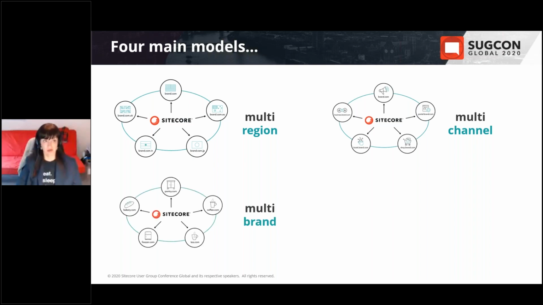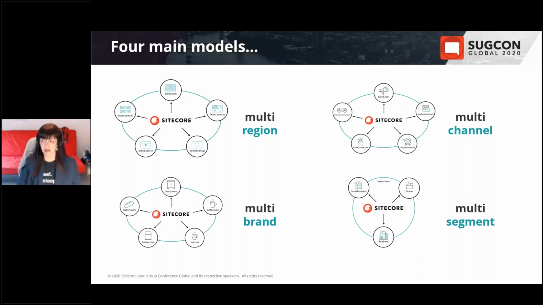Multibrand, this is one of the really cool ones. They're all really cool, but multibrand is really fun, and my background is in multibrand, so I think it's really challenging. So this is where you have a house of brands where they are all quite independent brands, and they all have their own top-level domains, but they're all sitting on the same Sitecore instance. And then multi-segment. So multi-segment is not a true micro multi-site, but it faces a lot of the same challenges, so we included it in the white paper.